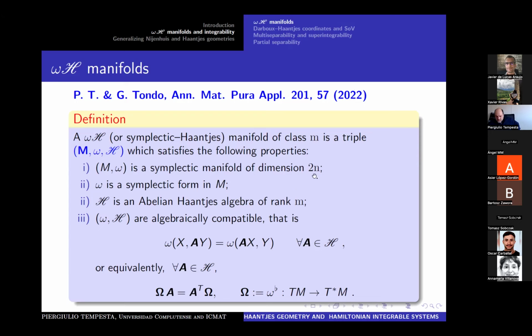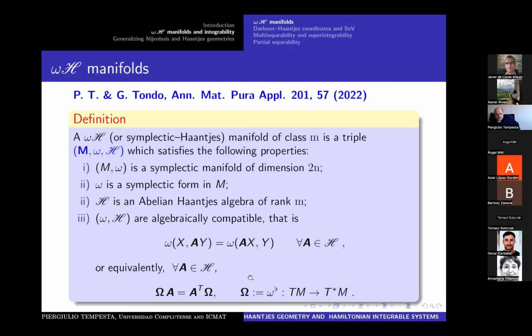So we have a symplectic manifold with a symplectic form omega, a Haantjes algebra, and we also ask a condition of algebraic compatibility between these two structures, which is expressed by this relation. Okay, so if this is true, then this can be rewritten also in this way.